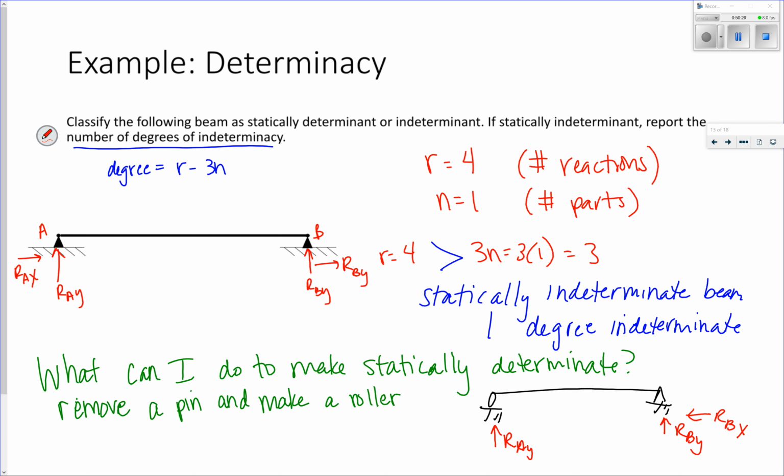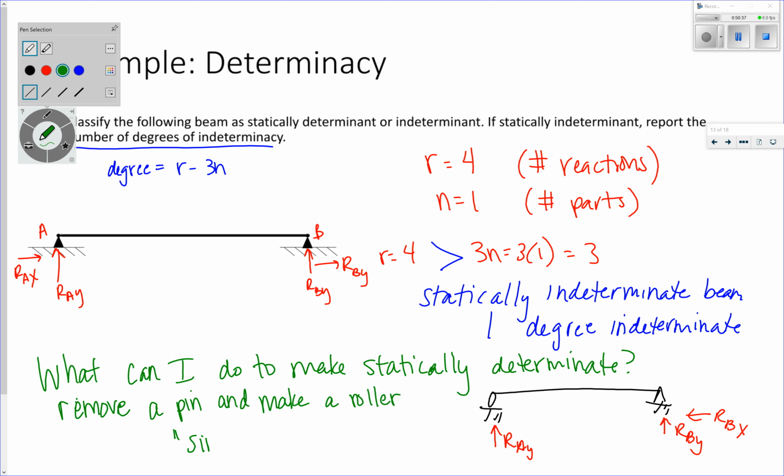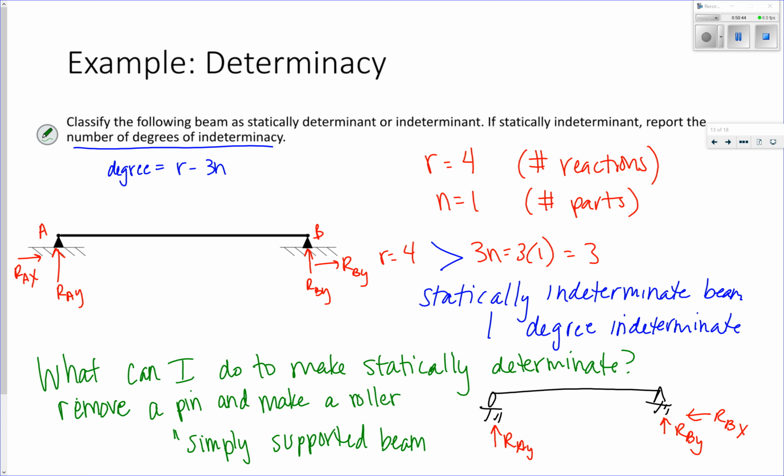And this right here with a pin on one side and a roller on the other is called a simply supported beam. You see it all the time because it is a statically determinate structure. So everybody draws them. They're fun. They're useful. So that's an example on determining if you can solve it using only equilibrium. So it would be statically determinate.